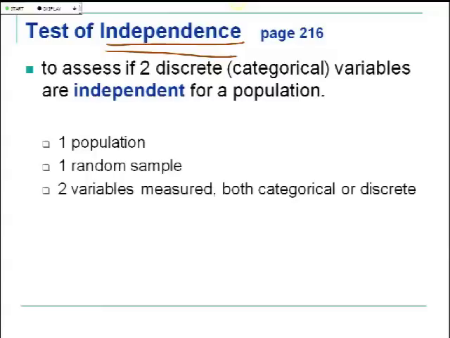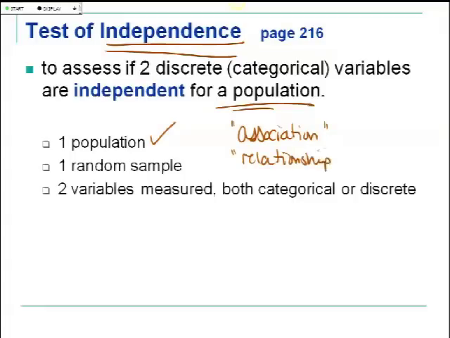Now we don't have two or more populations. We only have one population. One population of interest. One random sample from that population. We measure two variables that happen to be discrete or categorical, and we want to know if there's an association between them, a relationship, or are they independent? So some key words, look for clues of trying to establish some association or if there is a relationship. Or the direct word of are they independent or not?